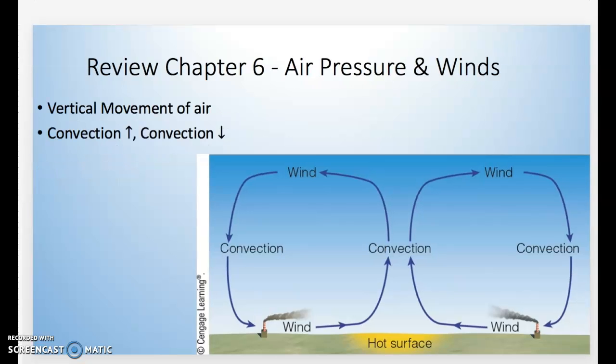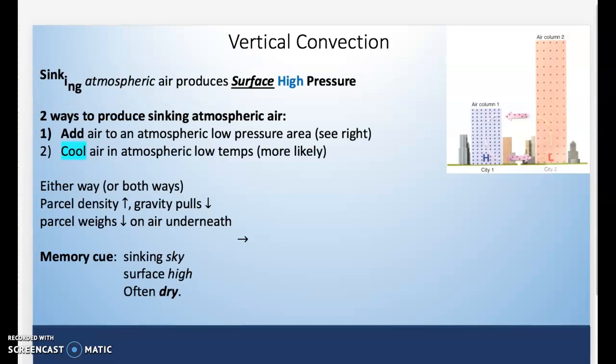Convection can go up into the atmosphere and it can sink down out of the atmosphere. Wind is the horizontal movement of air only. Right? In talking about convection, let's look at the sinking motion of air first. That sinking atmospheric air up high, as in the purple column there, produces surface high pressure when it sinks. There are 2 ways to sink that air from the atmosphere.